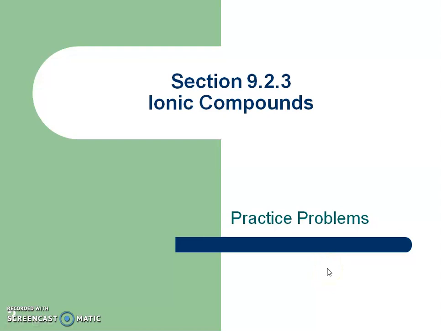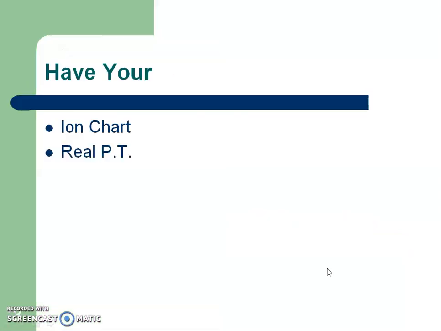This is Mrs. O'Neill for Chapter 9, Section 2, Part 3, your Ionic Compounds Practice Problems. So you should have out your ion chart periodic table and your real periodic table. Why am I telling you to take out your real periodic table? Well, see how many of these you can do without using that ion chart.